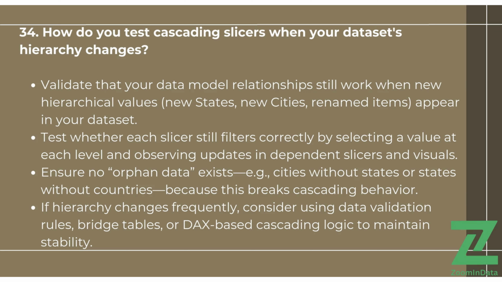Validate that your data model relationships still work when new hierarchical values, new states, new cities, renamed items, appear in your dataset. Test whether each slicer still filters correctly by selecting a value at each level and observing updates in dependent slicers and visuals.